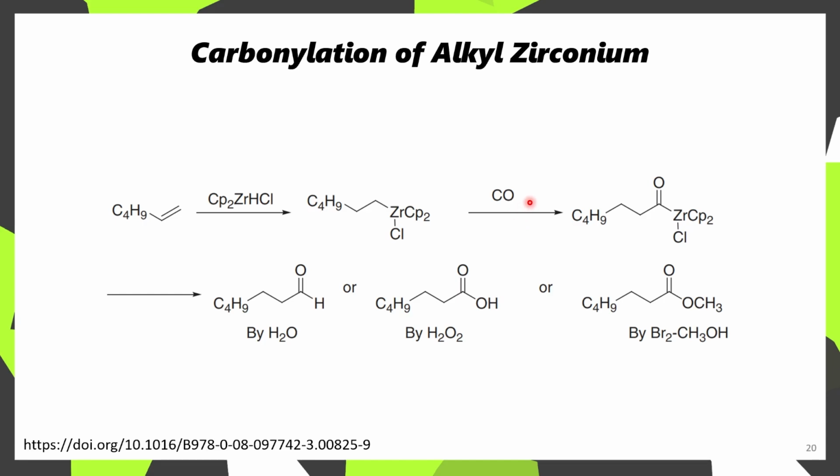Another cool thing that you can do once you have the zirconated intermediate is treat it with carbon monoxide, which is very toxic, and of course you should be careful if you're ever working with carbon monoxide. Make sure you have good detectors, otherwise you will be the carbon monoxide detector, because you'll die. This acyl zirconium species can then be worked up with water to afford the corresponding aldehyde. Alternatively, it can be worked up with hydrogen peroxide to get the corresponding acid, or if you treat it with bromine and methanol, you'll instead get the corresponding methyl ester.